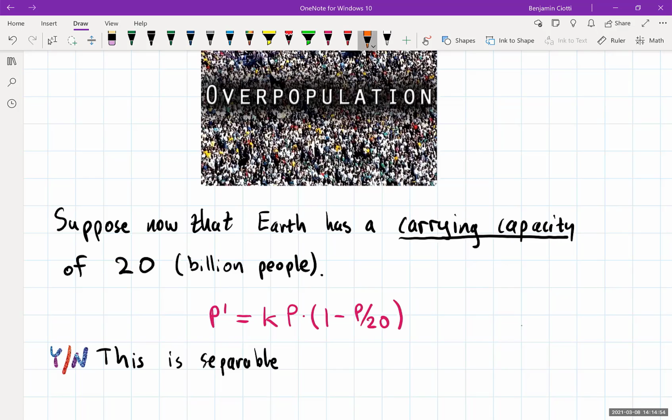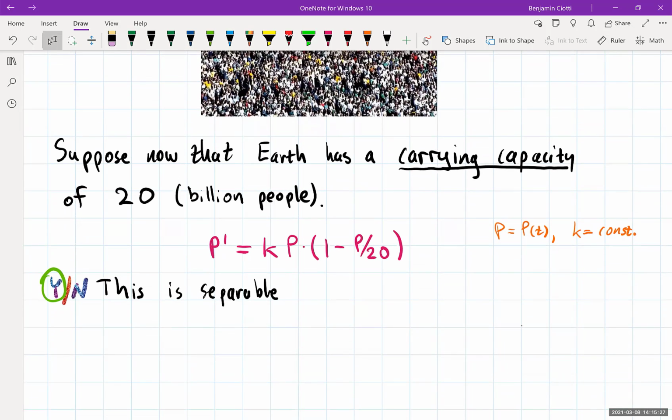Just to remind you, P is P of t. K is just some constant. 20 is obviously a constant. It's the carrying capacity. Okay, I got some mixed responses there. The correct answer is that yes, it is separable. So I can solve it. Now let me do that, and this is going to take a minute. I have a bunch of yes or no questions that I'll be asking throughout, so maybe be ready to respond.